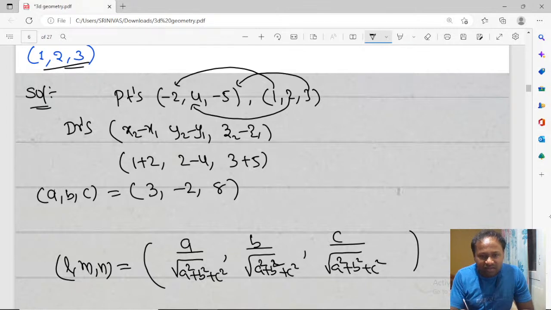Now, here the common term is under root of A square plus B square plus C square.